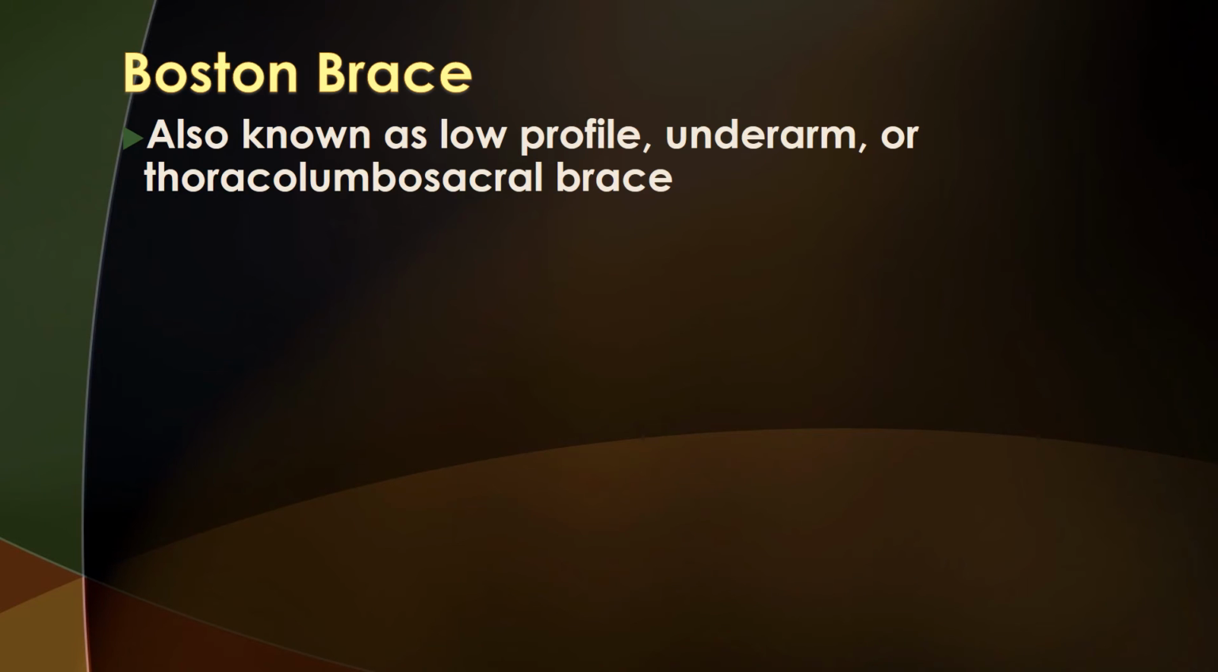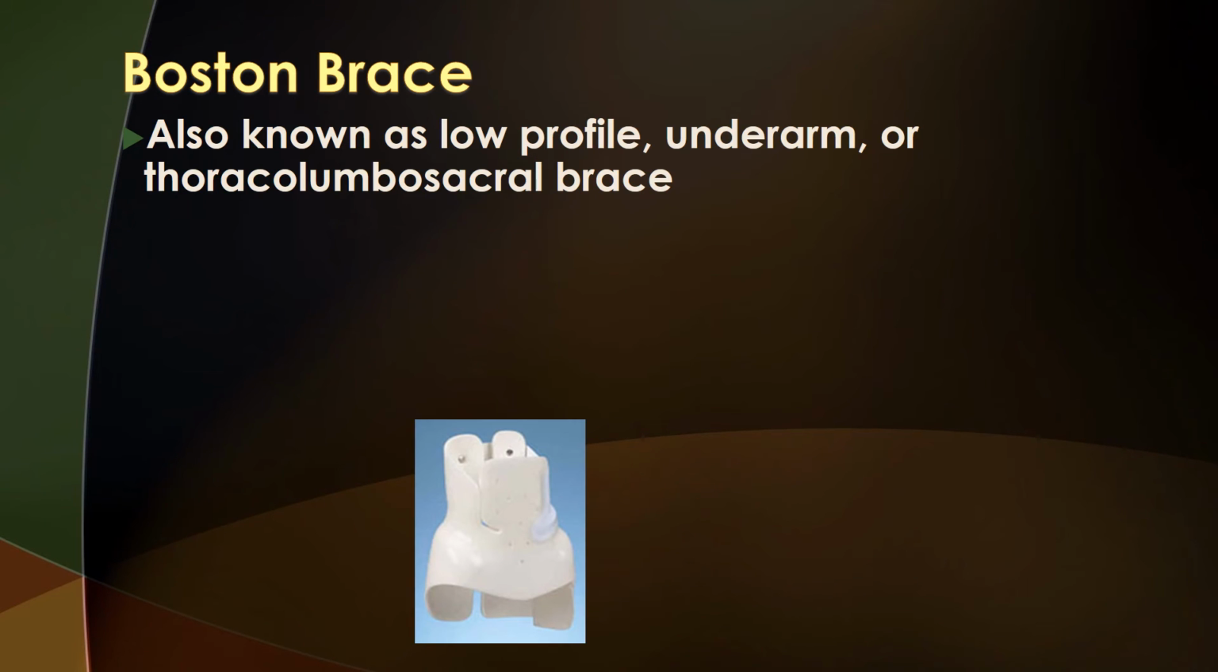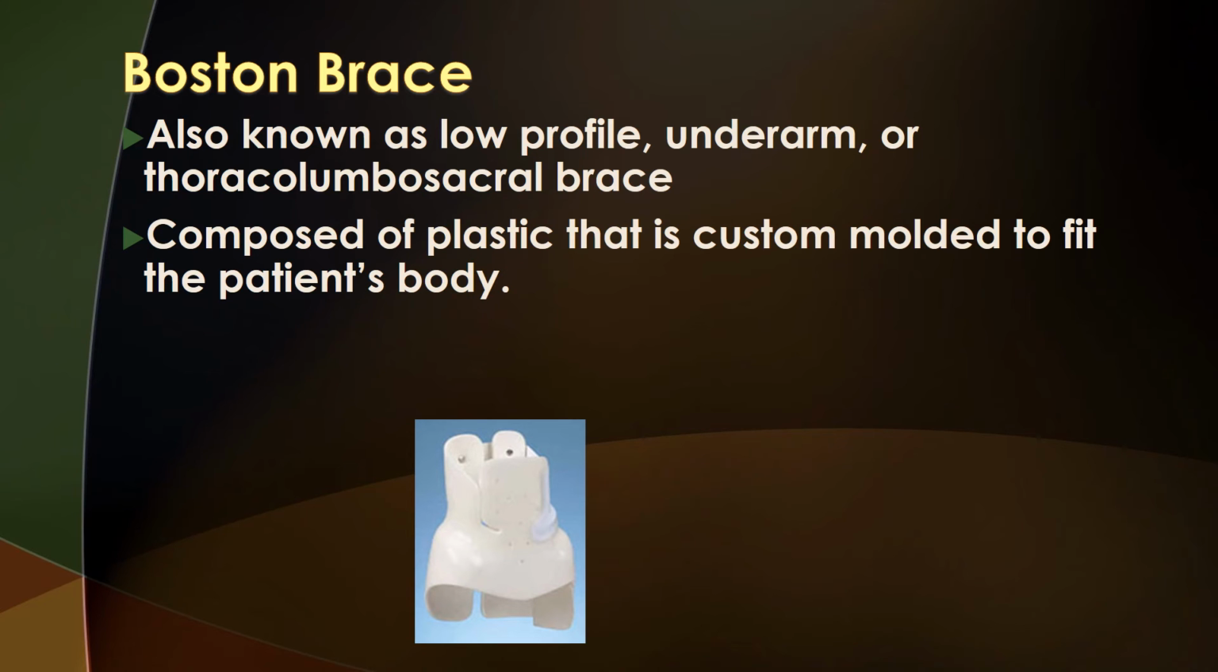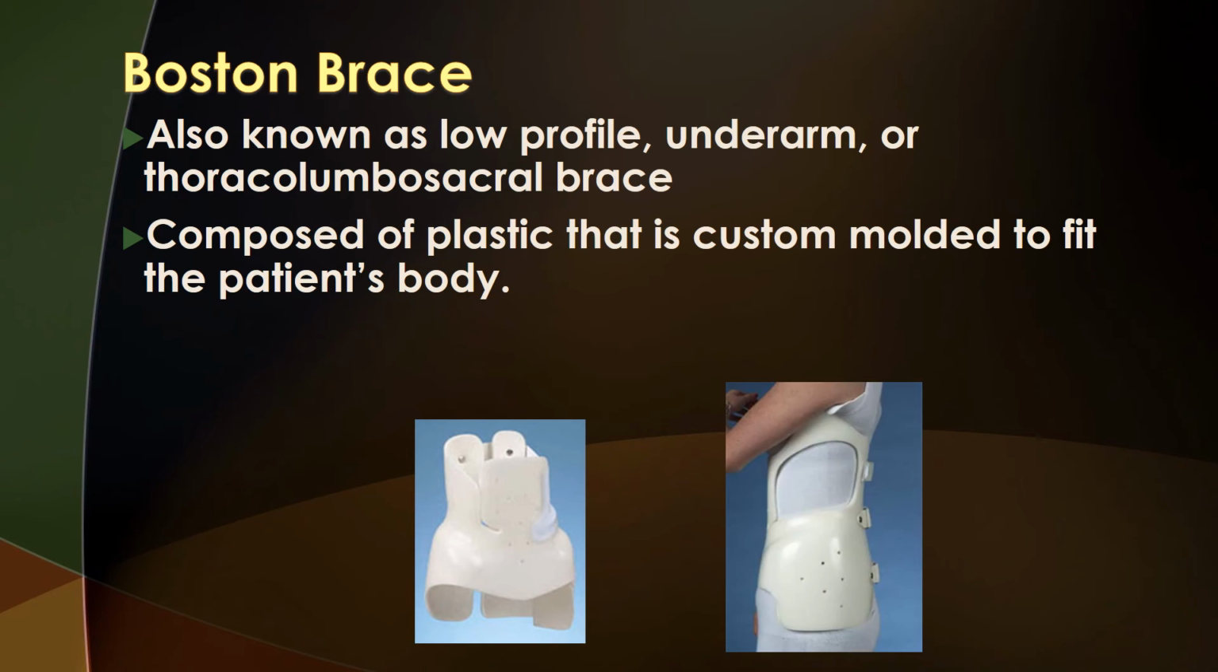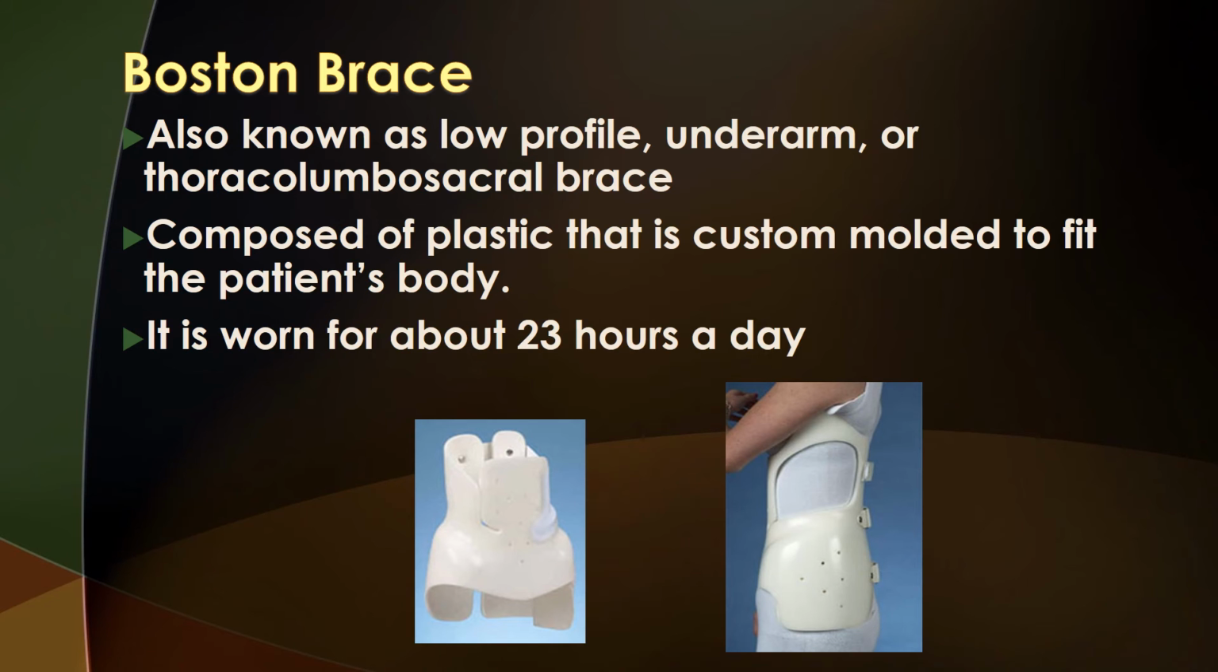This is called the Boston brace, also known as a low-profile underarm or thoracolumbosacral brace, composed of plastic that is custom molded to fit the patient's body. It is typically used for curves in the lumbar, lower back, or thoracolumbar, and it is worn for about 23 hours a day. This brace can be taken off to shower, swim, play sports, or other daily activities as well.